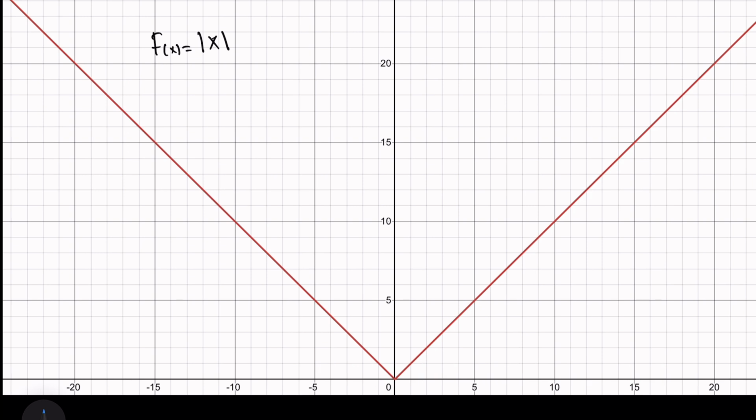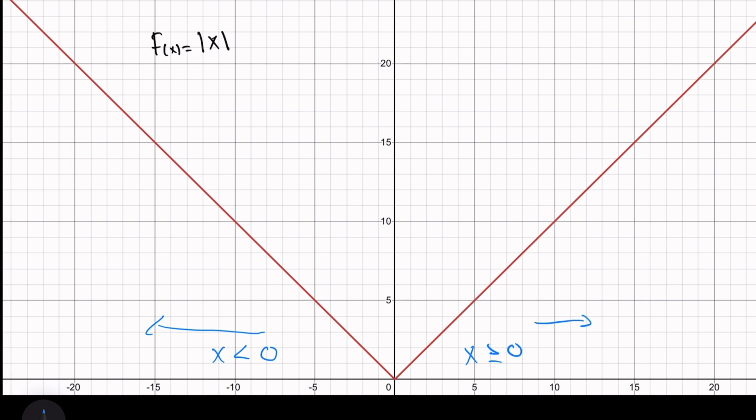So when we look at the parent graph of the absolute function here, we can see that really it exists in two parts or pieces. You got the first part, if you're reading it from left to right, where x is less than 0, and that's going this way. And then you got the next part where x is equal to or greater than 0, going this way.